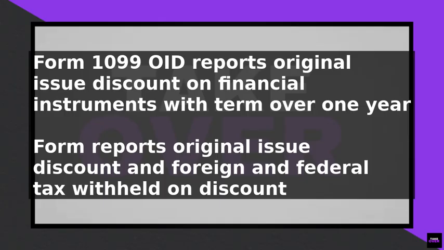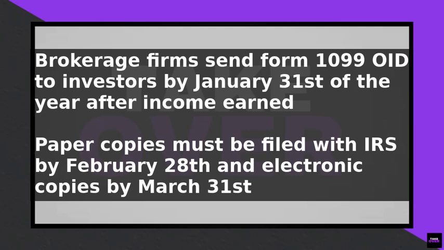To file Form 1099 OID, one must collect a W-9 form from the recipient. Complete one form for each obligation. File copy A with the IRS. File copy 1 with the state tax department. Send copy B to the recipient, and keep copy C for their records.